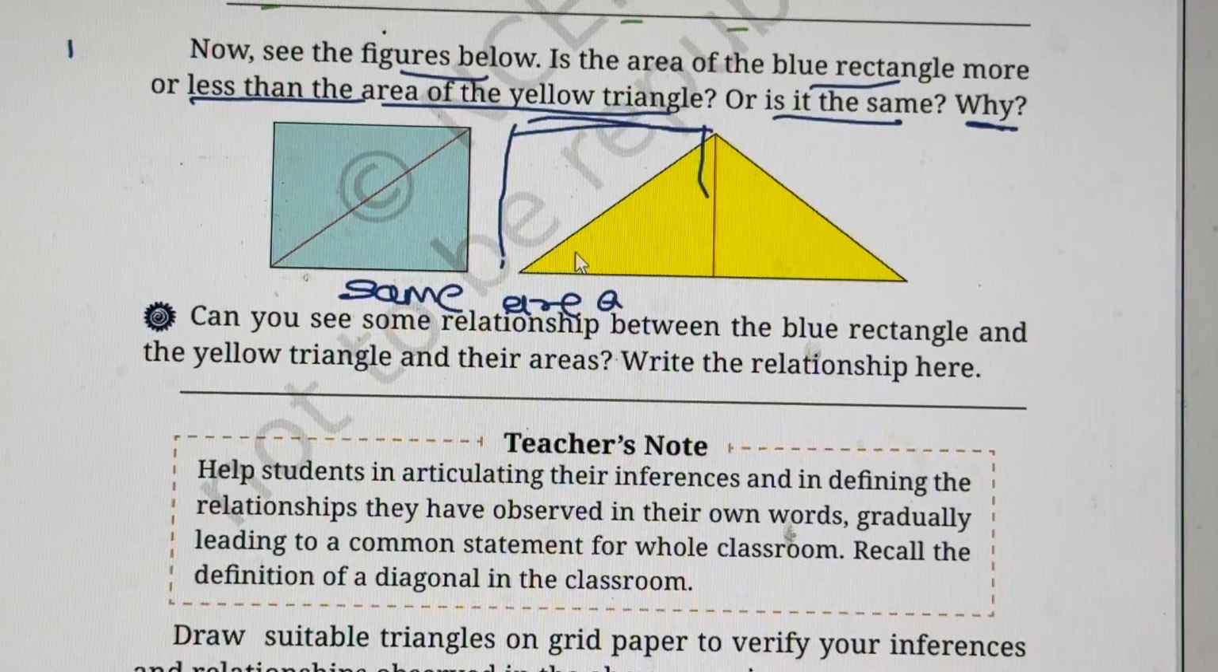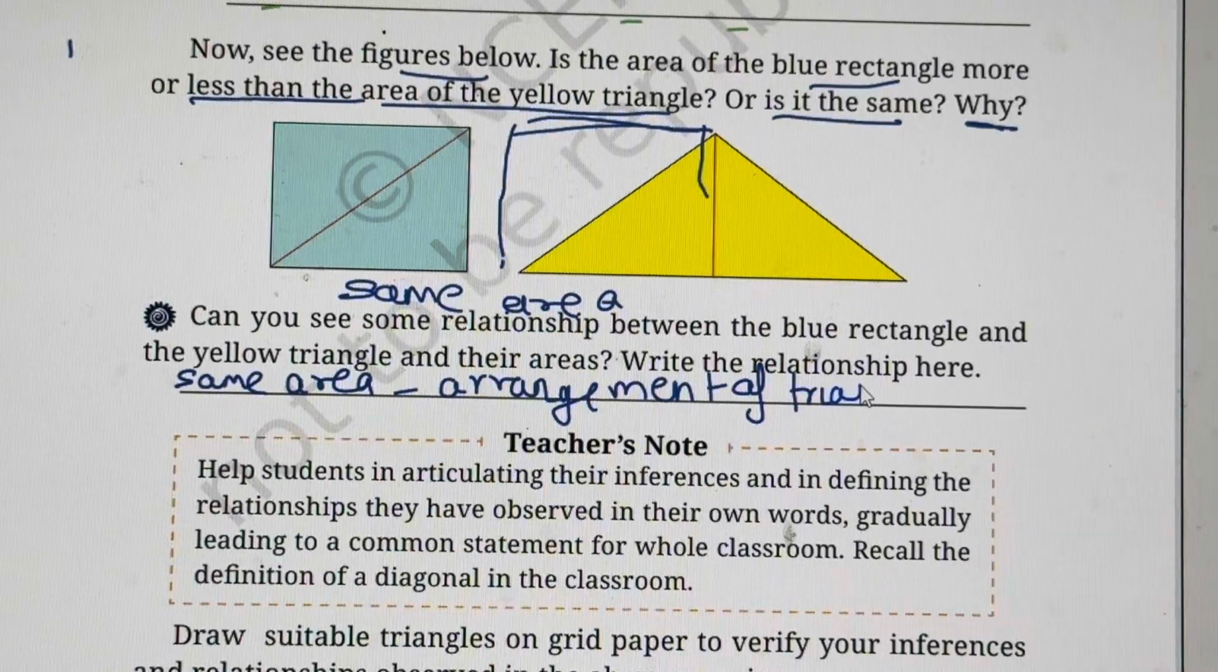So what's the logic? They have the same area, and the arrangement is different. The arrangement of two triangles: here also there are two triangles, here also there are two triangles. But in the way they are arranged, here a rectangle is made, here a bigger triangle is made. The arrangement of the triangles is different.